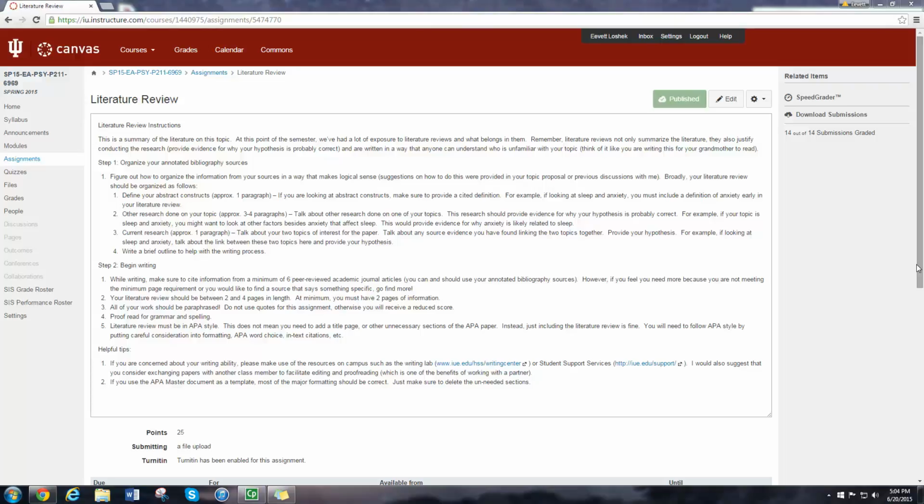For example, again, if your topics are anxiety and sleep, you might want to look at other factors besides anxiety that affect sleep. So maybe you find information that says high stress affects sleep, taking certain medications affects sleep, workload throughout the day affects sleep. These types of evidence would then provide clues as to why anxiety is probably related to sleep as well.